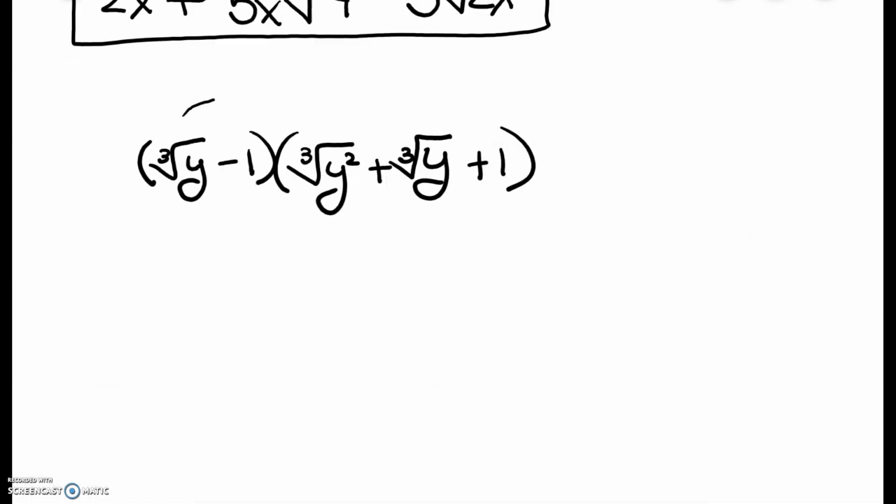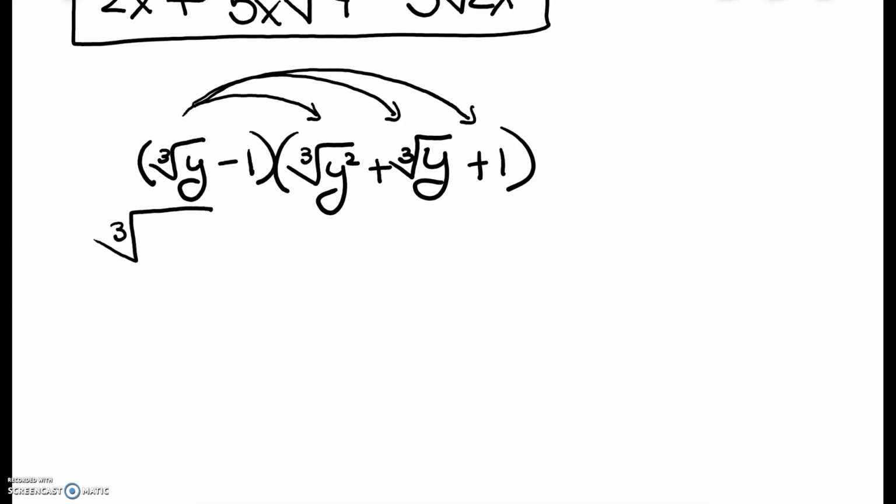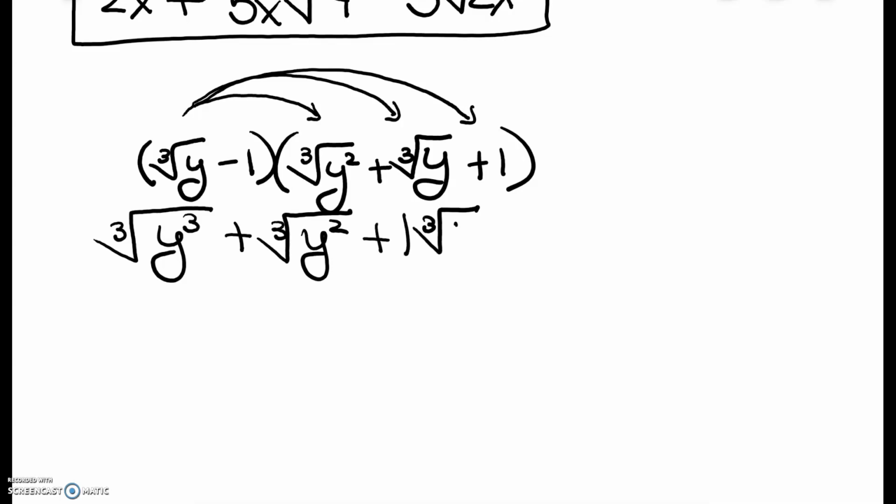All right, so let's go ahead and distribute this first term across all 3 of these. And they're all cube roots again, so I can multiply them. So I get the cube root of y times y squared is y cubed. Okay, I have a cube root. What's y times y? Y squared. And then 1 times 1 is 1 cube root of y.